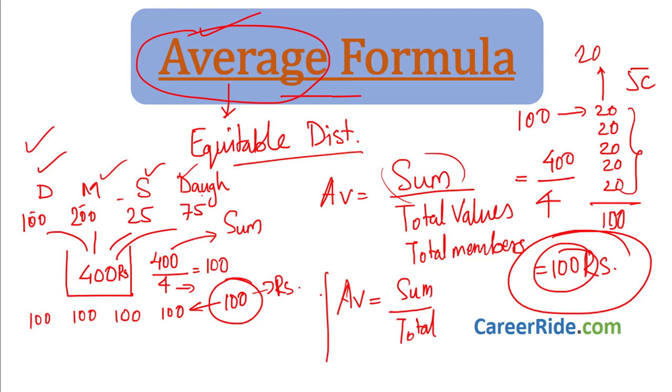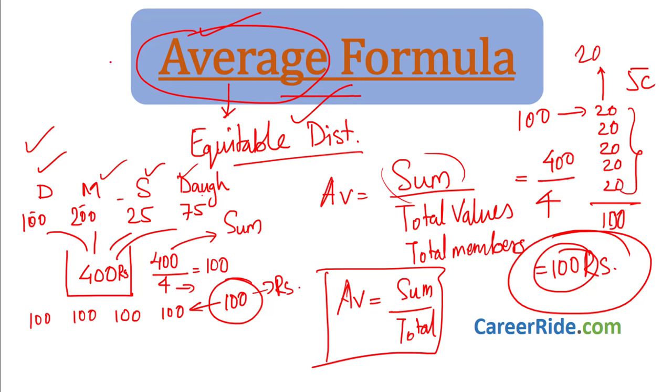This is the only thing you should remember, and this will solve all the sums related to average. There's nothing to it. Average means equitable distribution, and average is nothing but add everything divided by the total number of members or total number of things, right?